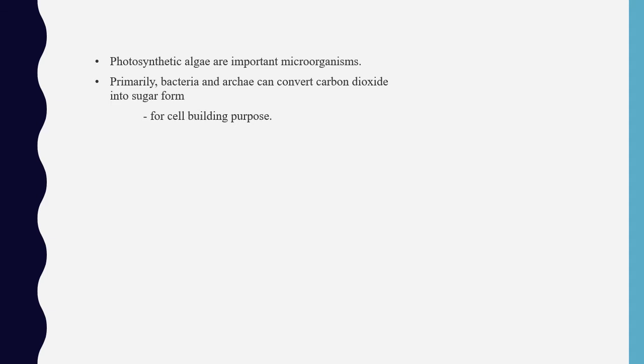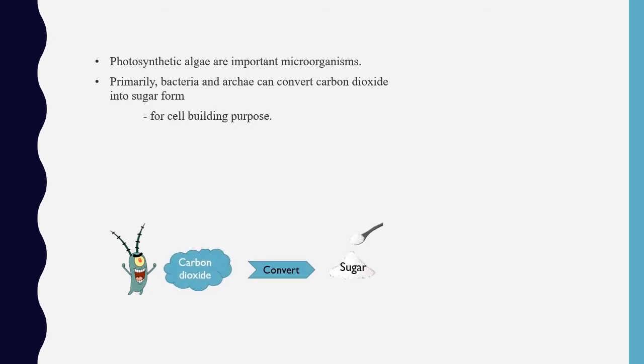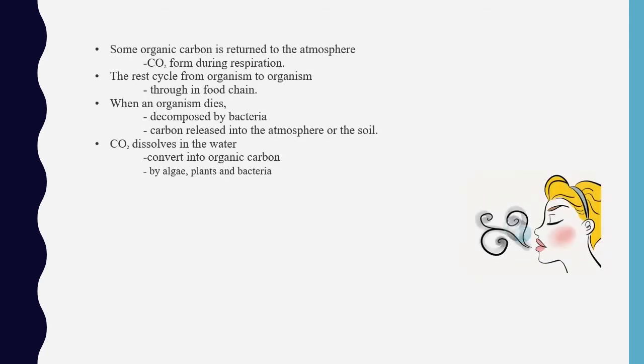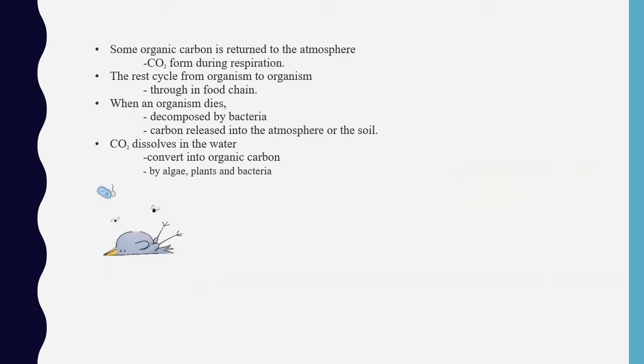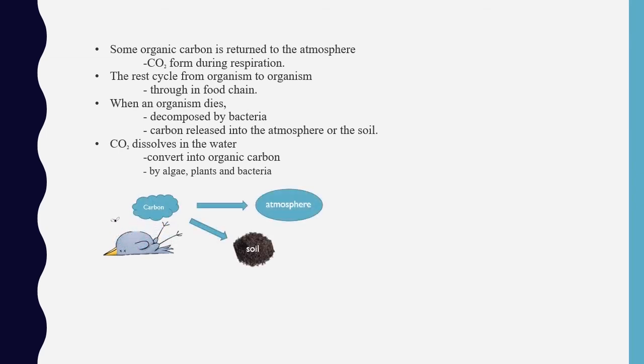Photosynthetic algae are important microorganisms in this regard, and chemoautotrophs are also mentioned. Primarily, bacteria and archaea are capable of converting carbon dioxide into a sugar form available for cell building. Some organic carbon is returned to the atmosphere as CO2 during respiration. The rest of the organic carbon may cycle from organism to organism through the food chain. When an organism dies, it is decomposed by bacteria and its carbon is released into the atmosphere or the soil. CO2 dissolves in the water, and at that time algae, plants, and bacteria convert it into organic carbon.